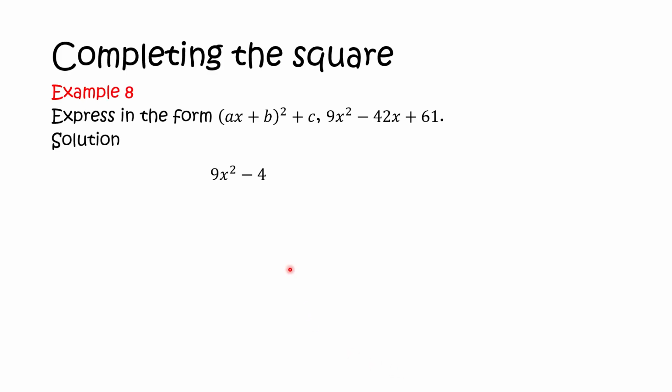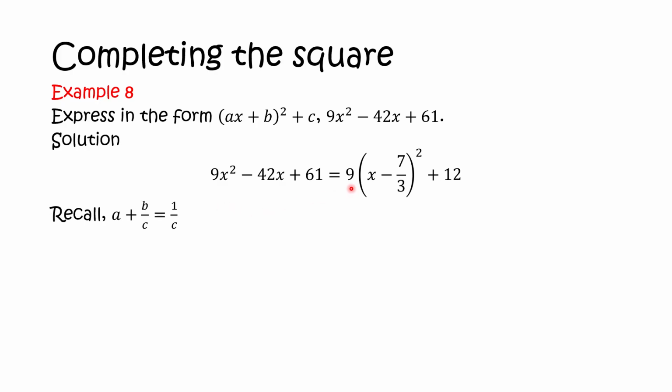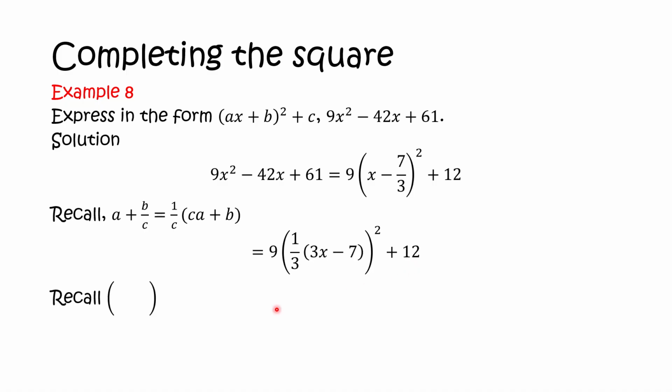Now with that, we are going to introduce that 9 inside the square bracket so that we have that bit, and the 9 and 9 cancel out so that we are left with 12. Great then. So remember, we need the coefficient of x inside the curved bracket to be a certain value, and we don't want anything outside the curved bracket that is being squared here. So now we recall from that property we spoke about, then it means that we're going to have 9 times 1 over 3 times 3x minus 7 all squared plus 12.